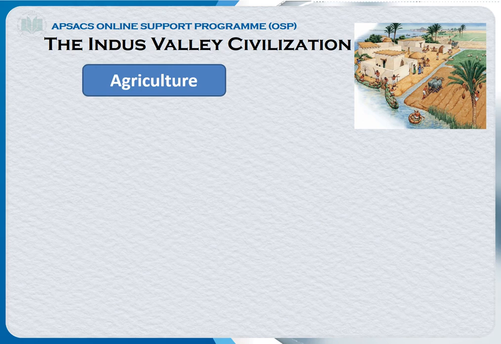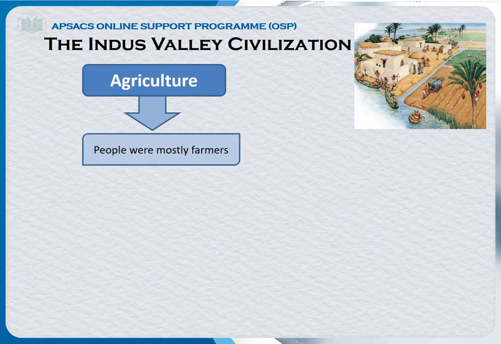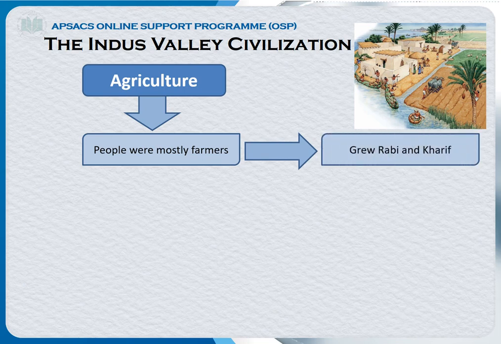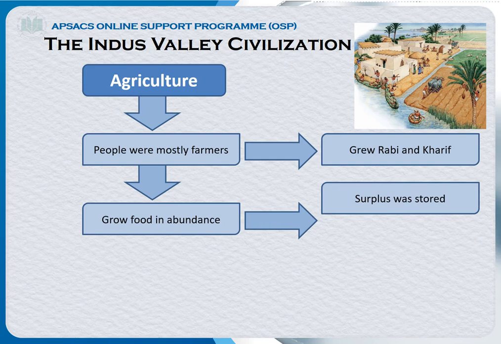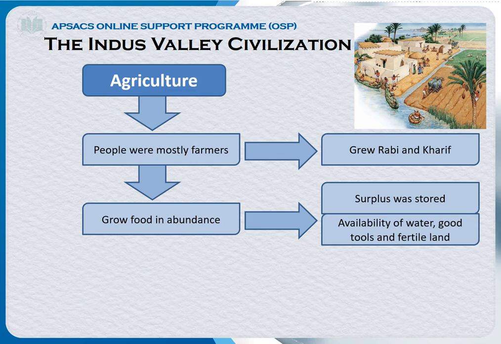Now let's come towards the agriculture side. The people of the Indus were mostly farmers, and they grew Rabi, the winter crop, and Kharif, which is summer crop. They were able to grow food in abundance, and they were also able to surplus and store it. Any suggestions why? Yes, due to the availability of water, good tools, and fertile land, which are the main reasons for this civilization to settle in these areas.